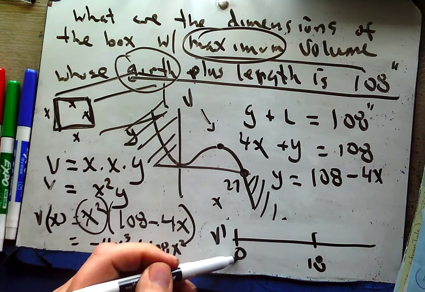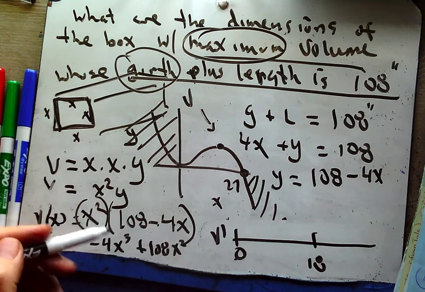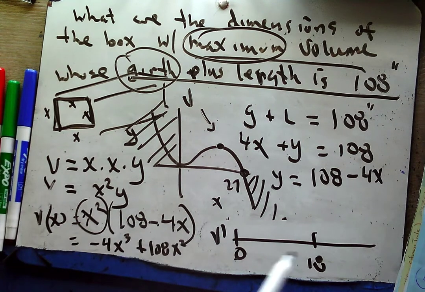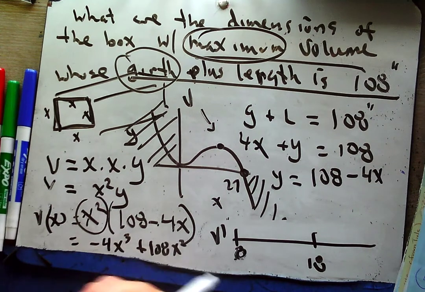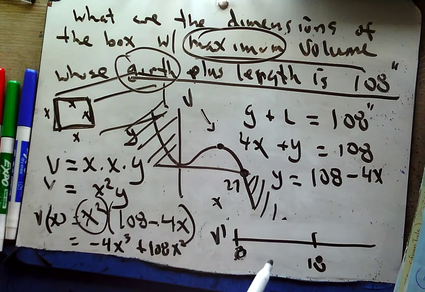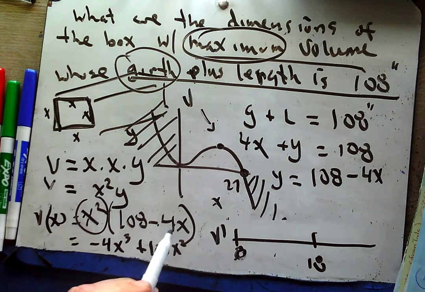Look, a volume of 0. I'm not looking over here. I'm sorry, that's when x equals 0. If x equals 0, I don't have a box anymore, and I certainly can't have negative x's. So hard end there. Now, what happens if I plug in a 10?